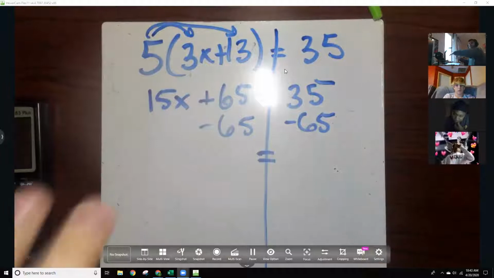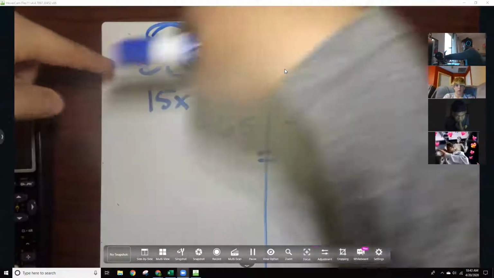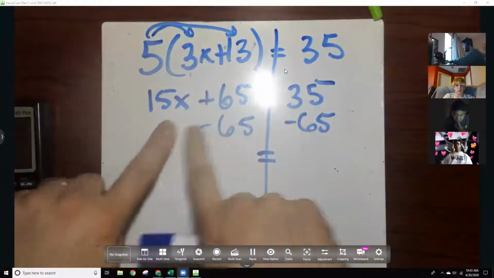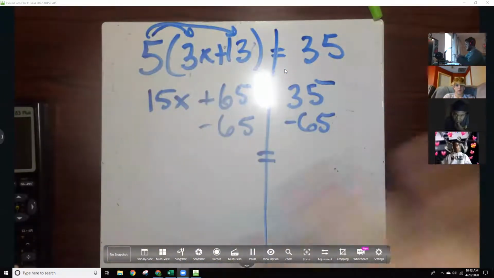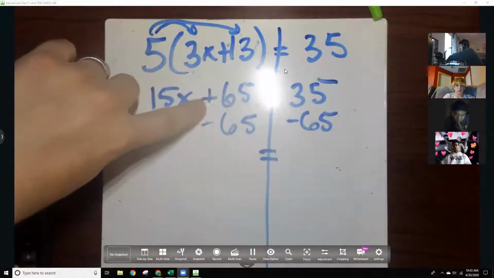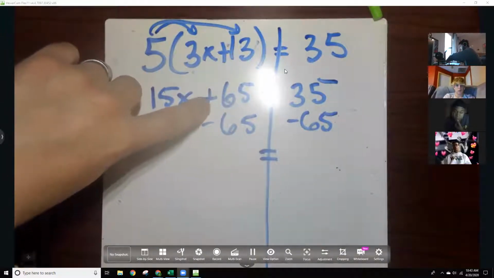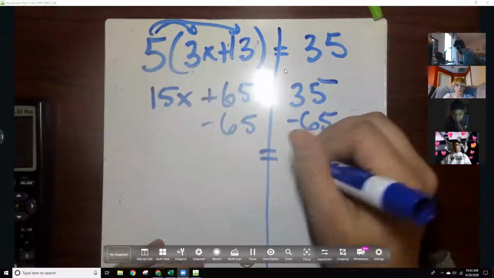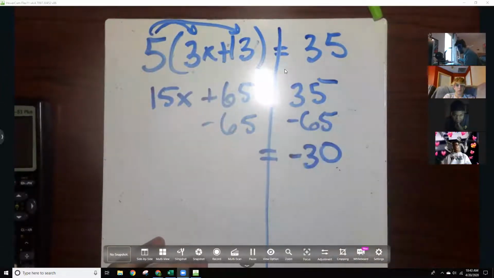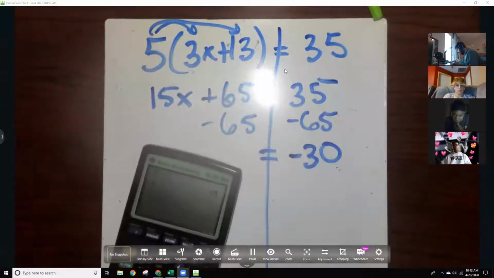So I took care of the left side. Nothing needed to happen on the right side, but I took care of the right side by distributing. And once I was done with that, there are no like terms. So then I need to get rid of stuff, so I do the opposite sign. So it's going to be 35 plus negative 65? Exactly. So that should be negative 30. Let's just check.